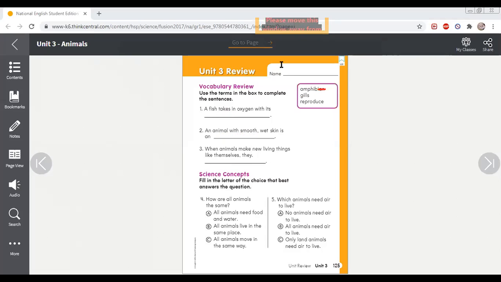Yes, excellent again. Azam, Adam, and Murad. Very good. Yes, so it is reproduce. So cross it out and write the answer. Reproduce.